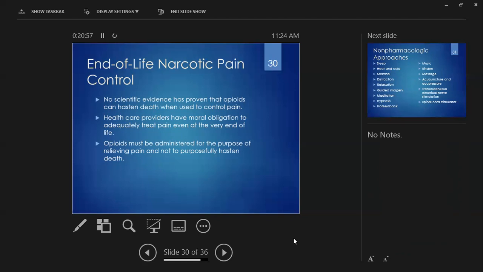This particular doctor was giving 1,500 micrograms, 2,000 micrograms, 10 times the normal dose to patients who weren't actively dying, but they were near death, right? They were on ventilators. They were in comatose states or vegetative states. And that hastened death for them because it was administered for the purpose of hastening death, not the purpose of relieving pain. Of course, we do have a moral obligation to our patients to make sure that they are treated for pain, even at the end of life, but we don't want to expedite that movement towards end of life.